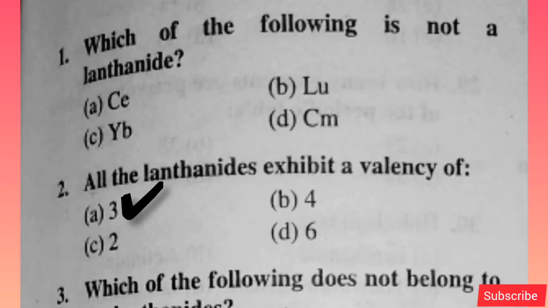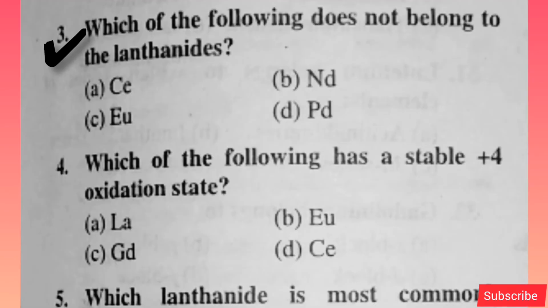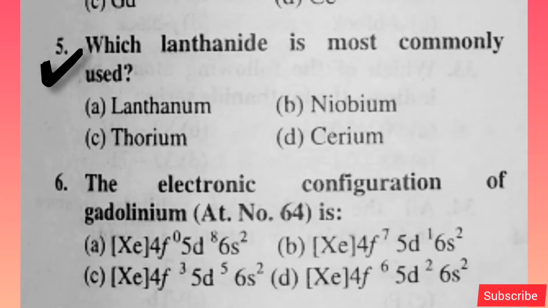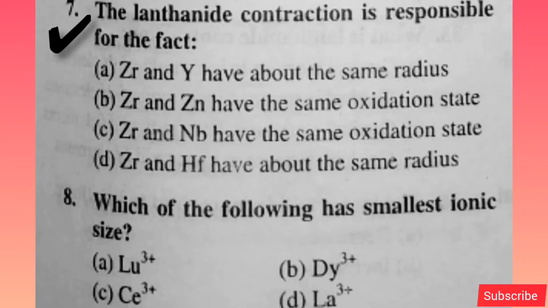Option A is correct. Which of the following does not belong to the lanthanides? Option D is correct. Which of the following has a stable +4 oxidation state? Option D is correct. Which lanthanide is most commonly used? Option D is correct. The electronic configuration of gadolinium, atomic number 64, is? Option B is correct. The lanthanide contraction is responsible for the fact? Option D is correct.